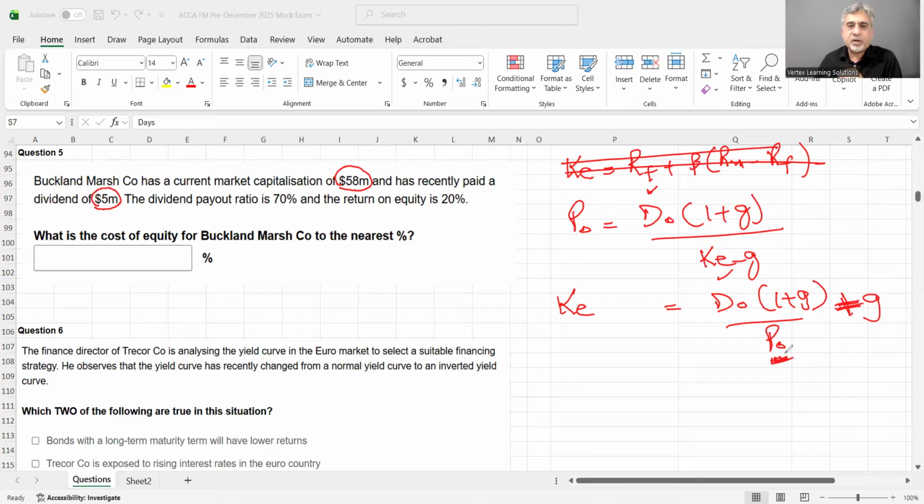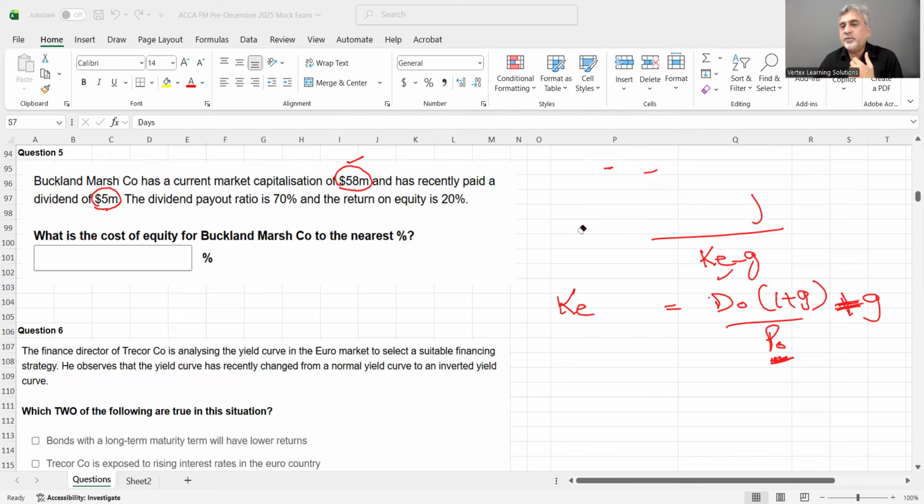I've got my P naught, which is 58 million. I've got my D naught, which is 5 million, but I do not have G. G I need to calculate, the growth. Now, how do you calculate growth? For calculating growth, either you have historical data, dividends have grown over a period like the last 3 or 4 years, and you find out the formula for growth. Remember that growth formula, we discussed it several times.